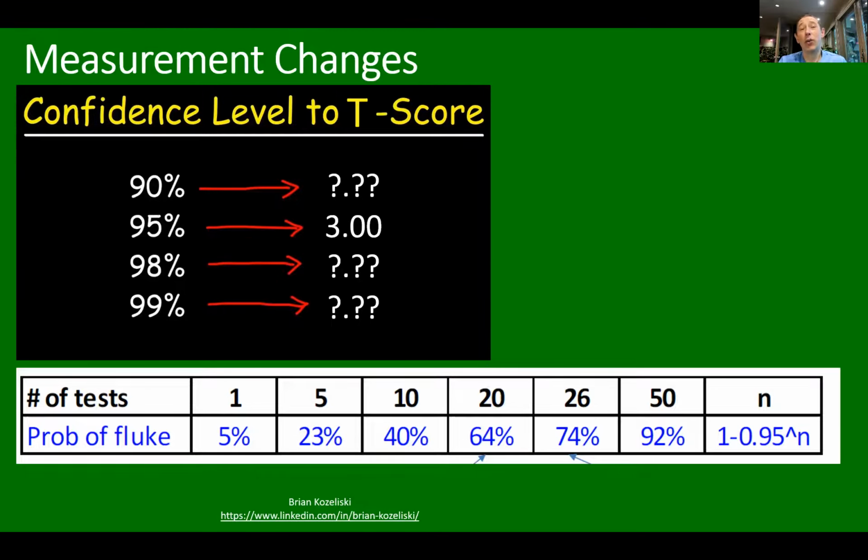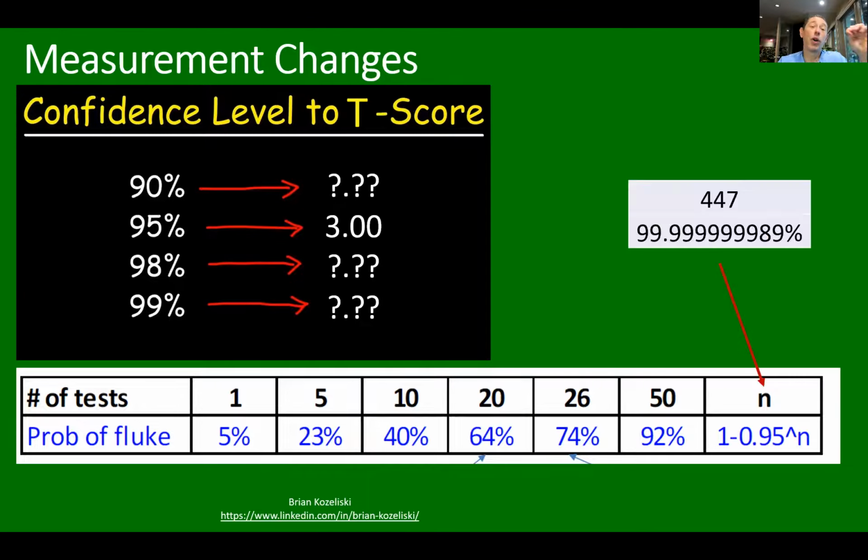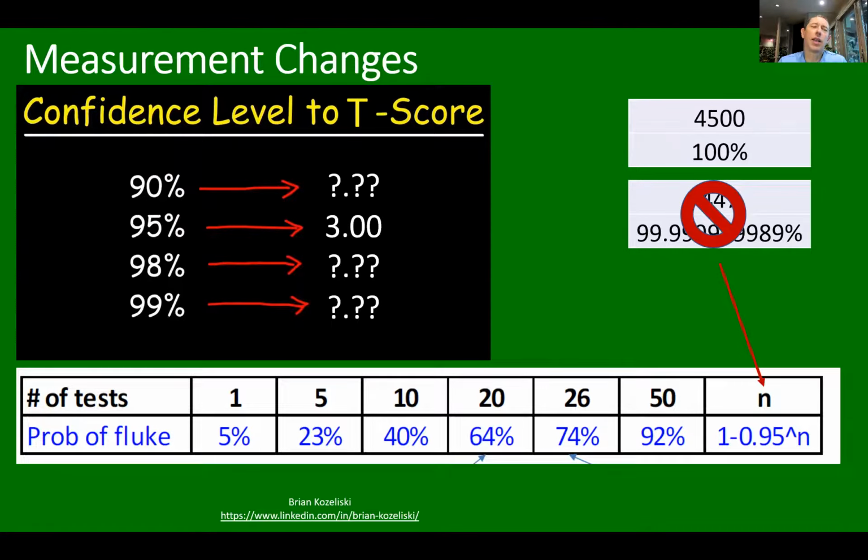Now, if we go back to the academic papers, we saw 447 different tests out there. That gives me a probability of 99.999999989% chance of there being a fluke out there. So it's not surprising that when they made some corrections there, they saw that a lot of these things didn't make sense. So this clearly is not right.